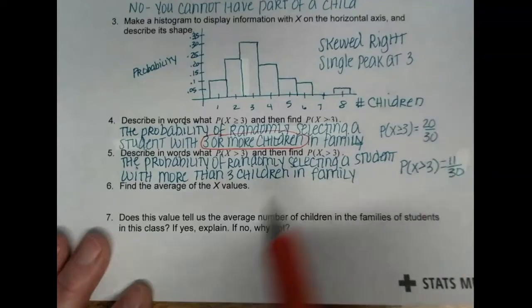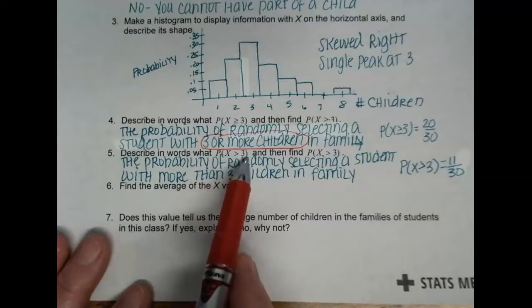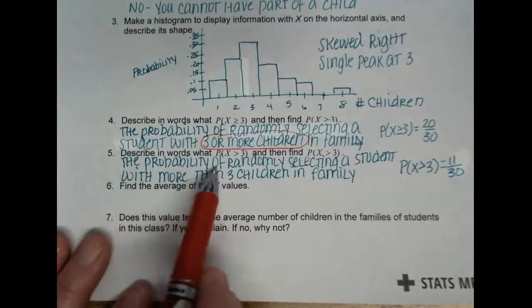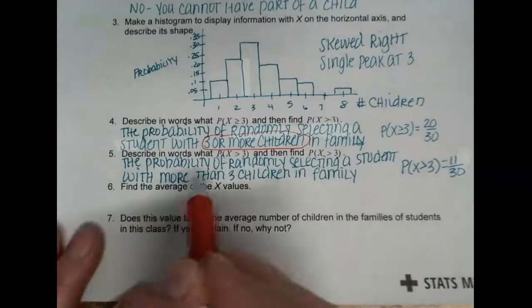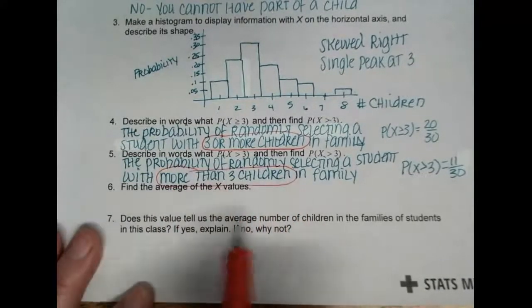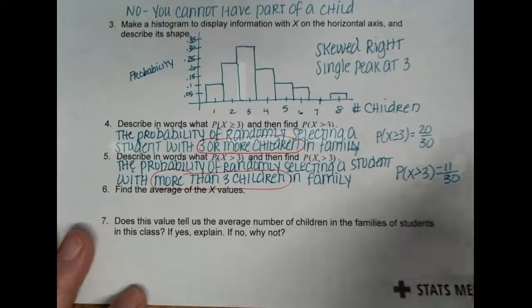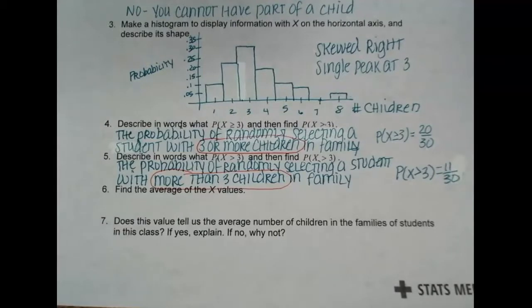Part 5 says describe in words what the probability of x is greater than 3 and then find the probability. So this is the probability of randomly selecting a student with more than 3 children. We're not including 3 in this one because it doesn't have the equal to. When you count those up, you get 11 out of 30.